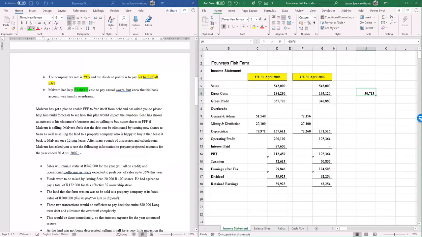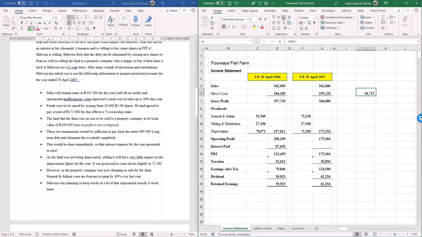Let's head on to the second year. All right, sales would remain static at 542,000, same number, still all on credit. Let's mark these as we go along so we know that we've done them. And operational inefficiencies were expected to push the cost of sales up to 36% for this year. So that's 36% of the sales. Sales minus direct costs will get us a gross profit. Now we need to go looking for some expenses.